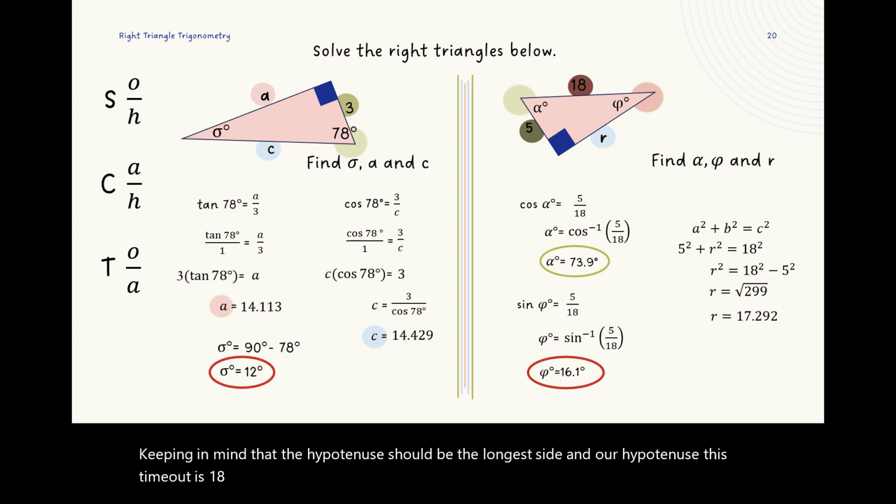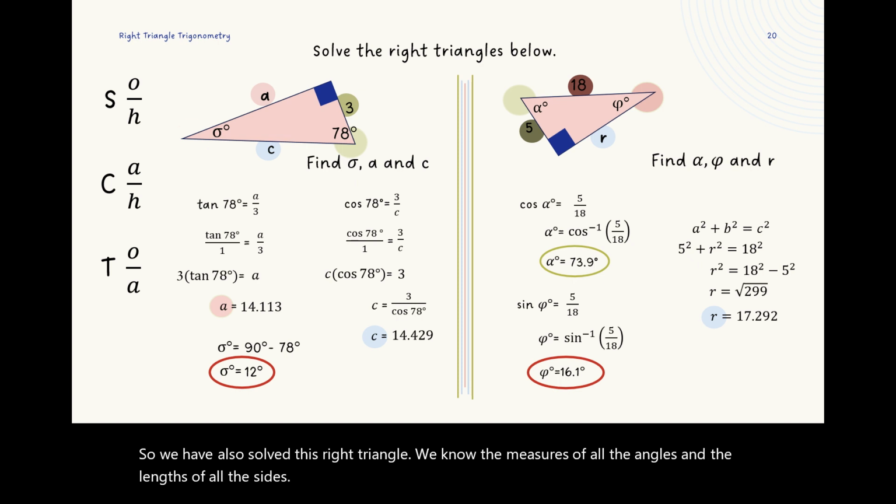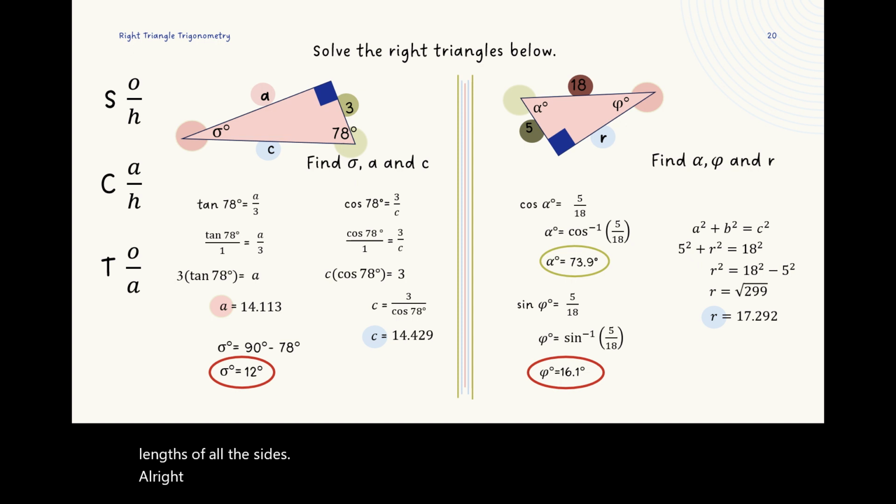Keeping in mind that the hypotenuse should be the longest side, and our hypotenuse this time out is 18, 18 should be longer than the r value that we get, and 18 is bigger than 17.292. So we have also solved this right triangle. We know the measures of all the angles and the lengths of all the sides.